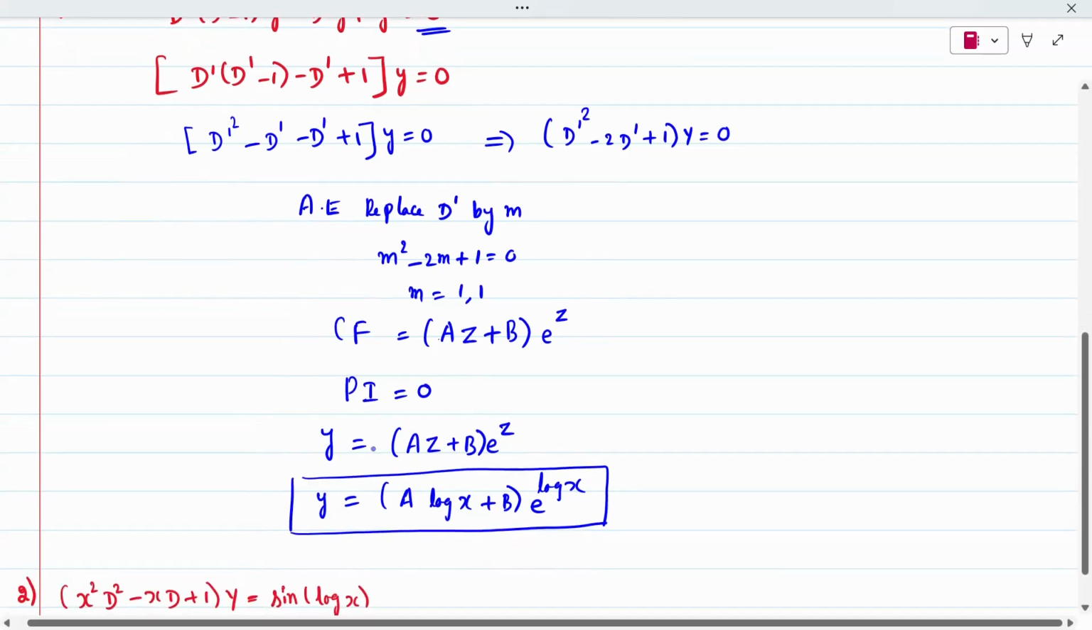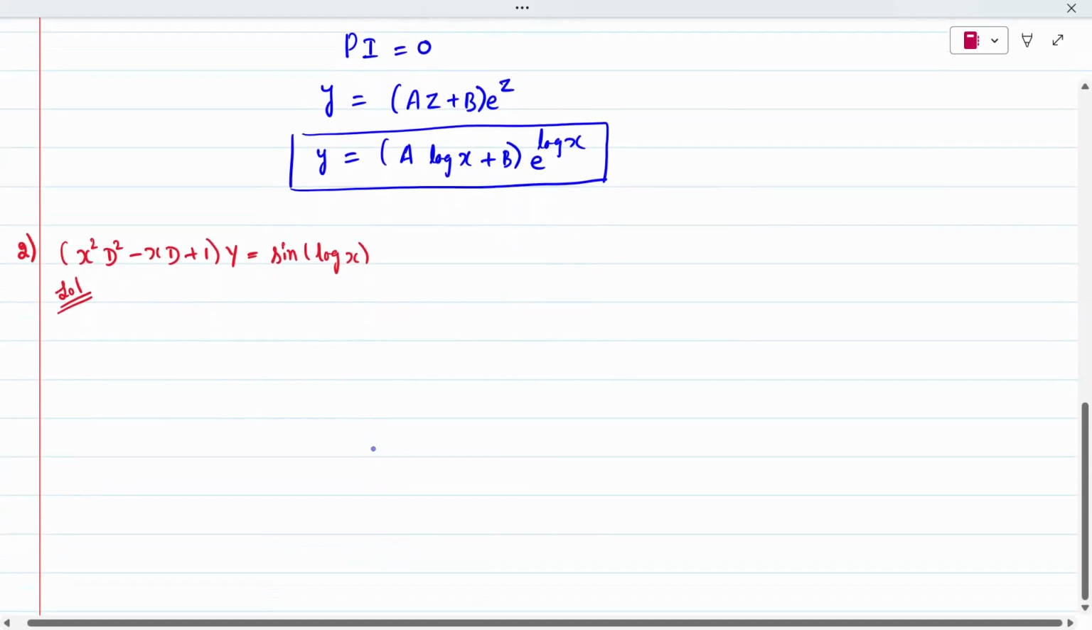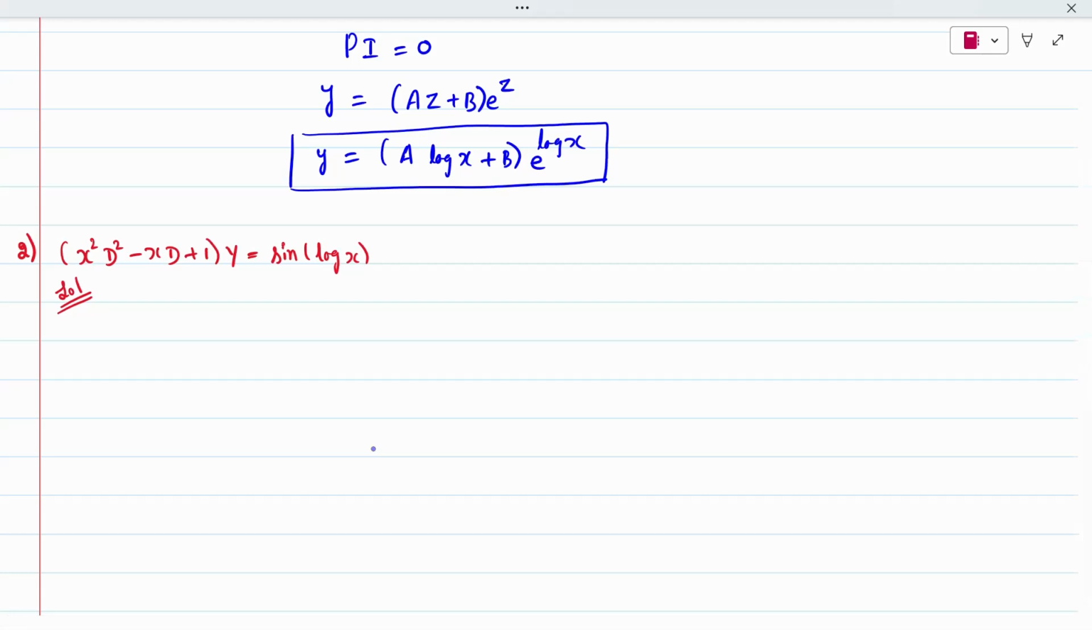One more question, second problem. Right hand side we have something in this. So same procedure only. When I write it, x squared D squared minus xD plus 1, y equal to sine log x. First I will write what I am going to take. x is nothing but e to the power z. z is nothing but log x. x into D is nothing but D dash. x squared into D squared is nothing but D dash into D dash minus 1.